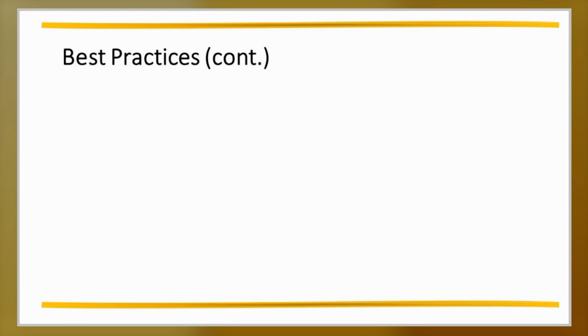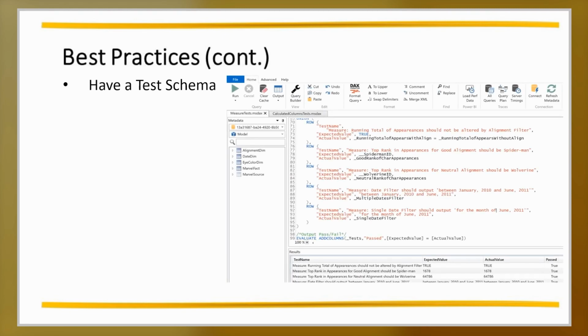The fourth best practice is have a test schema. All tests should result in an output that is consistent so that the team can understand the results and find failed tests quickly. Fortunately, with DAX, we can create that schema. The image that you see here on the screen is an example of a test schema that I've created and have in the demo. And you'll notice it produces 4 different columns.